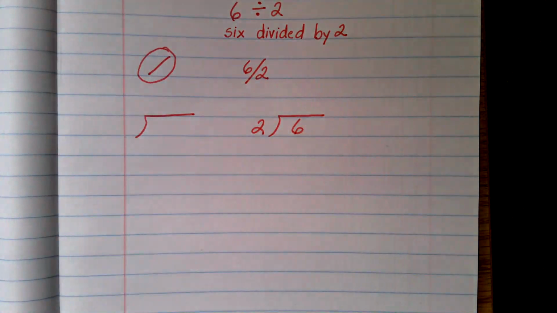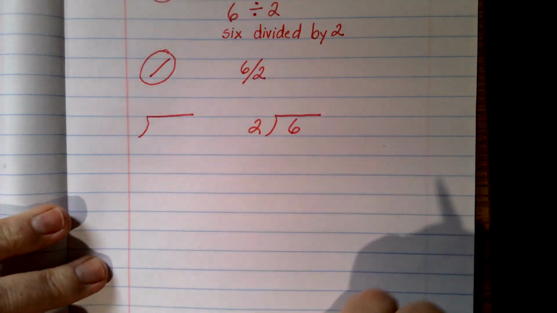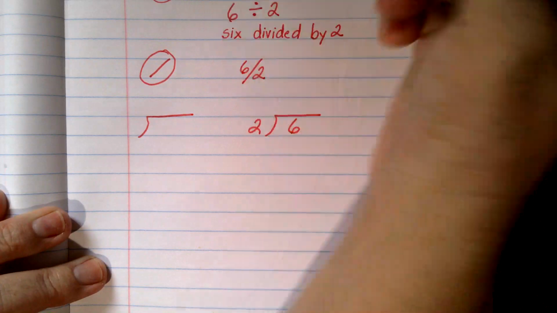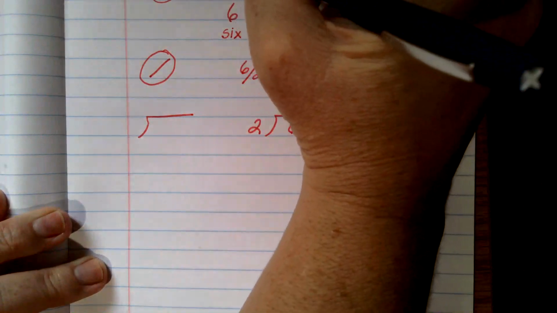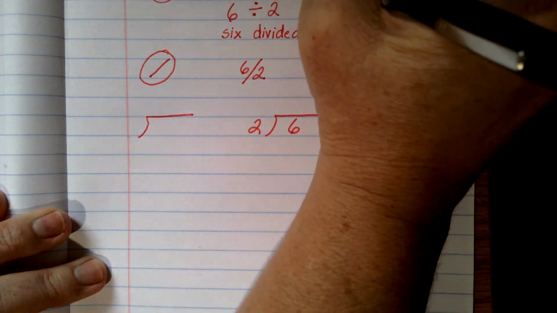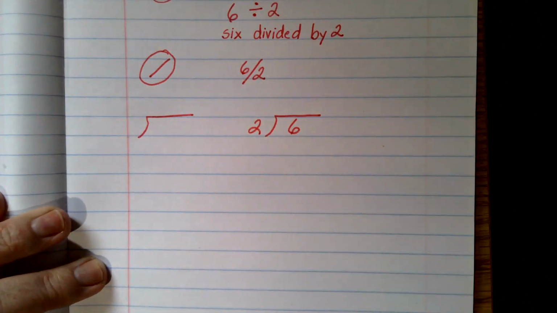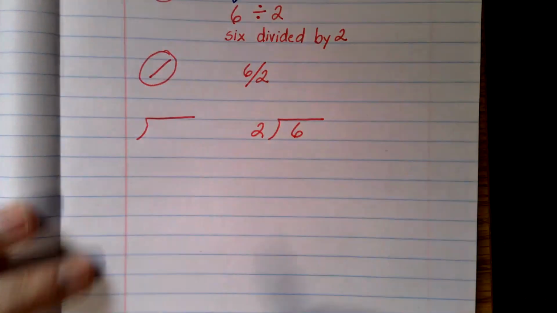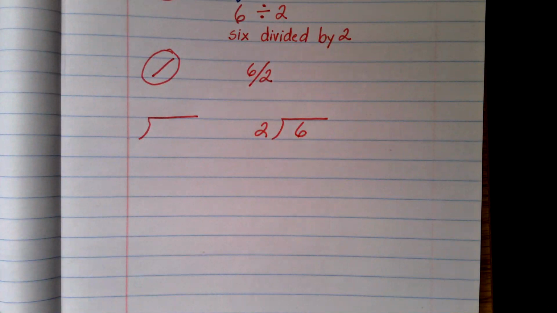The number you are dividing is called the dividend. So the number being divided is called the dividend. The number that's doing the dividing is called the divisor.